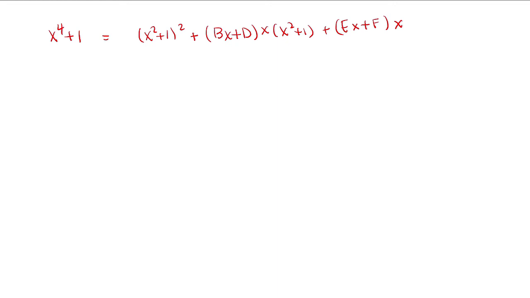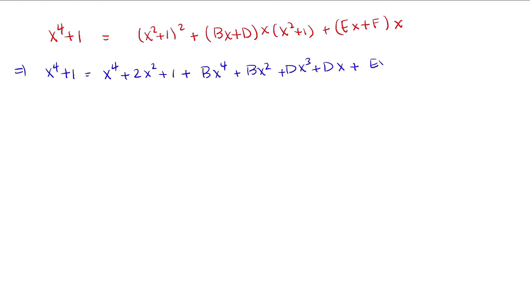What do I mean by that? Let me do it real quick. So from here, I see that x to the fourth plus 1 is equal to, I'm going to expand x squared plus 1, so I get x to the fourth plus 2x squared plus 1, plus I'm going to multiply all this together, so I get bx times x squared, bx to the fourth, plus bx times x times 1, I get plus bx squared, and then plus d times x squared, I get dx cubed, and then d times x times 1, I get dx, so plus dx, and then my last term, I get ex squared plus fx.